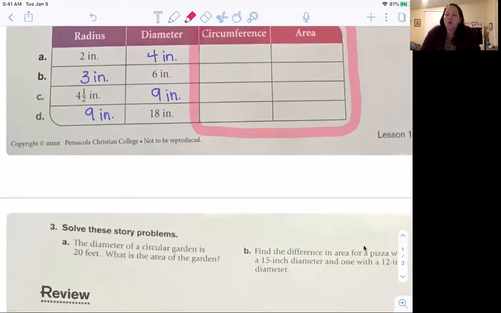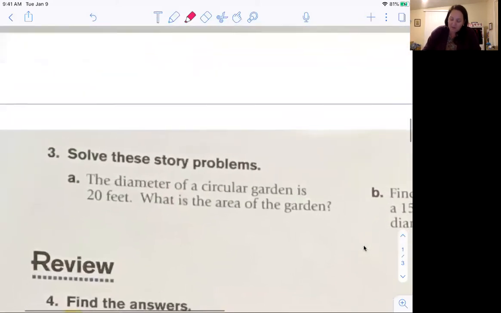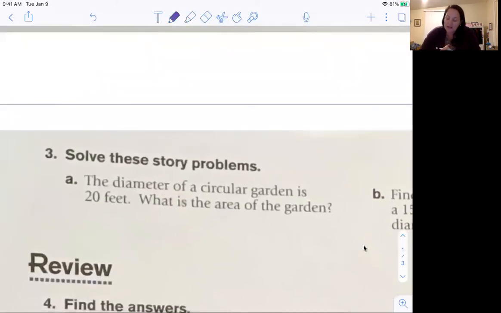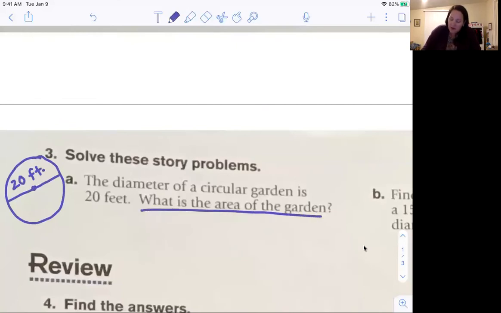It says, solve these story problems. We're on the back of the page now. And it says, the diameter of a circular garden is 20 feet. First thing I do, I hear circular garden, I hear diameter, I hear 20 feet. If you train yourself to draw the pictures, you're going to have a much easier time figuring out these story problems. What is the area of the garden? We have circular garden and 20 feet. I bet some of you guys did that before I even did. Good job. Okay, so we have area equals pi r squared.